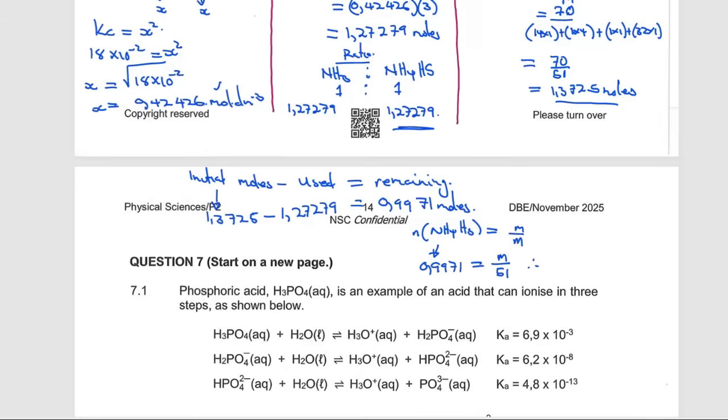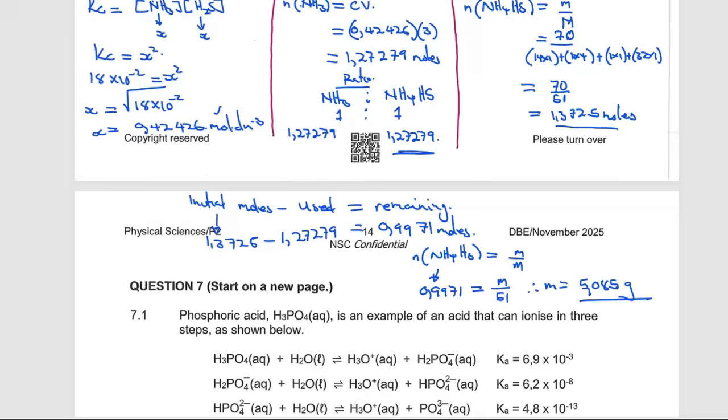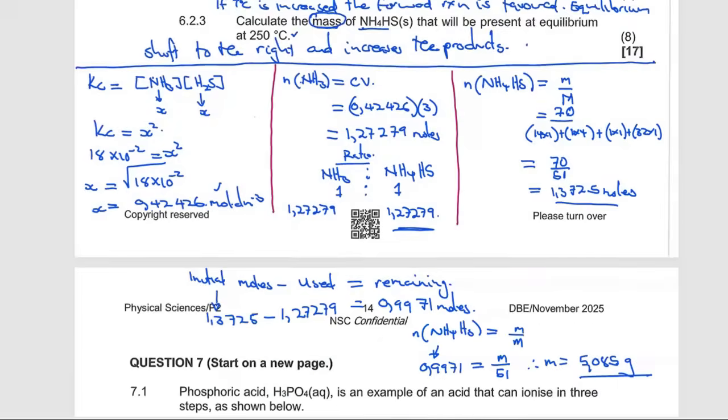So therefore our m is equivalent to, we cross multiply, multiply by 51, which is going to give me a value of 5,085 grams. So leave it like that. Okay, that's how we attempt that question, which is 6.2.3.